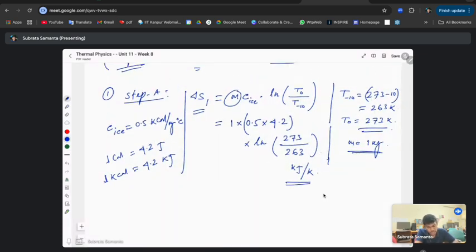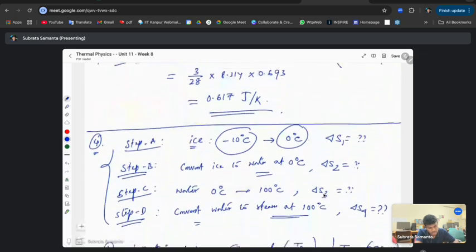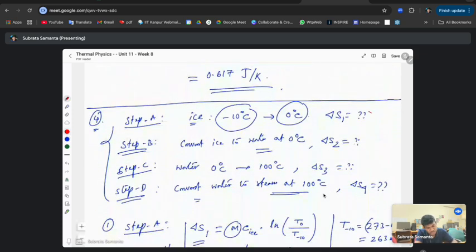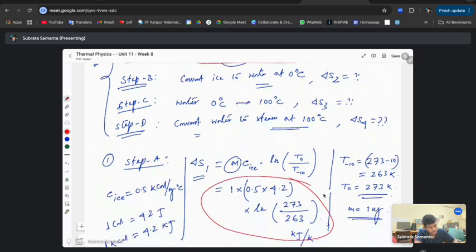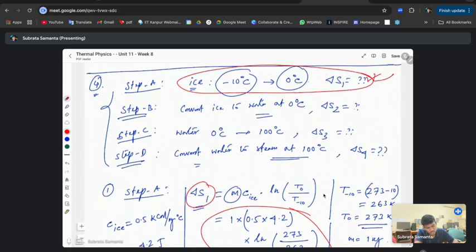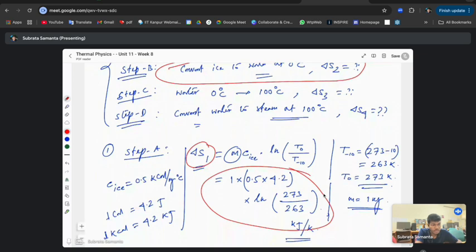So now for the second case, step B. The first case is complete, we calculated delta S1. In the second case, we convert ice to water at 0 degree centigrade. So what is the change in entropy due to the conversion of ice to water at 0 degree centigrade? That requires the specific latent heat.